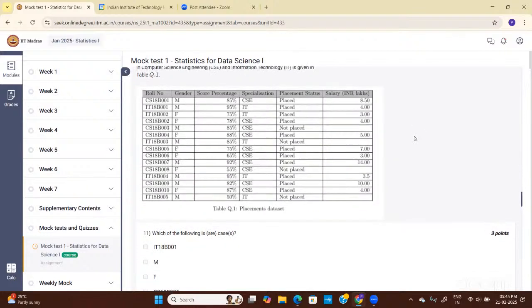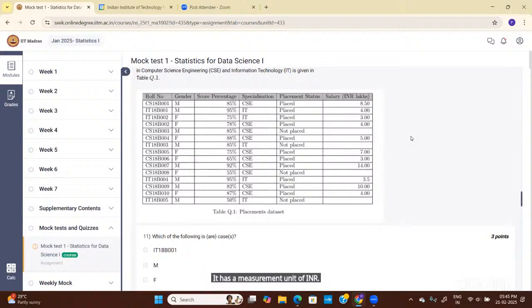Salary will not be countable. It has a unit of INR, so it will be measured. Okay, so it will be a continuous variable. It can take any value. It is not like it should be only an integer, like 4 lakh or 5 lakh only.